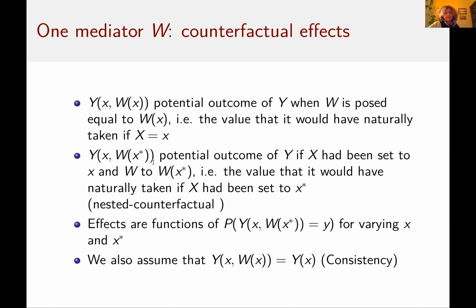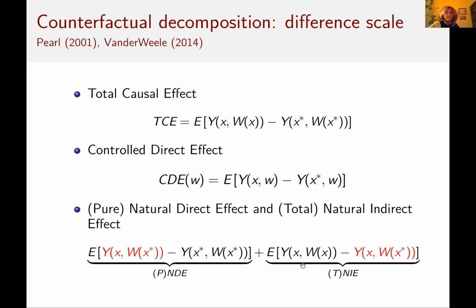And effects are a function of the probability of this counterfactual entity for varying X and X star. We also assume consistency, which means that whenever these two values of X are the same, this potential outcome coincides with the potential outcome when X is set to X, forgetting about marginalizing over the W.